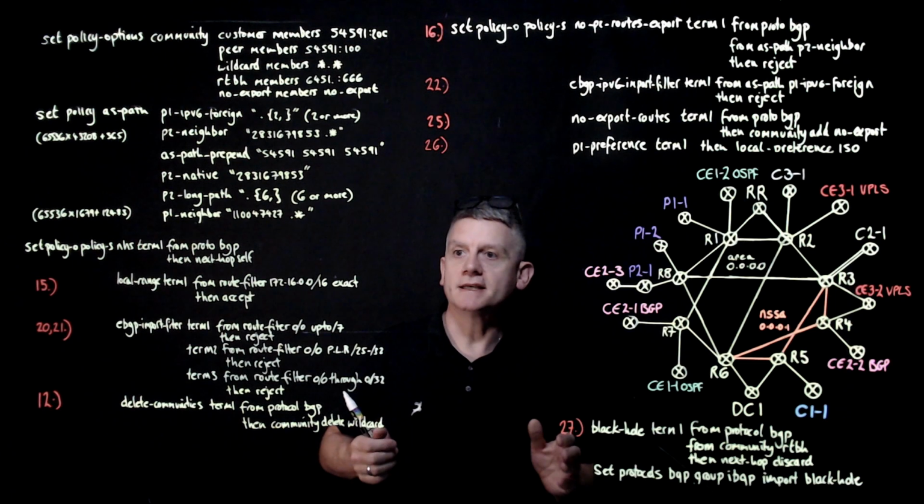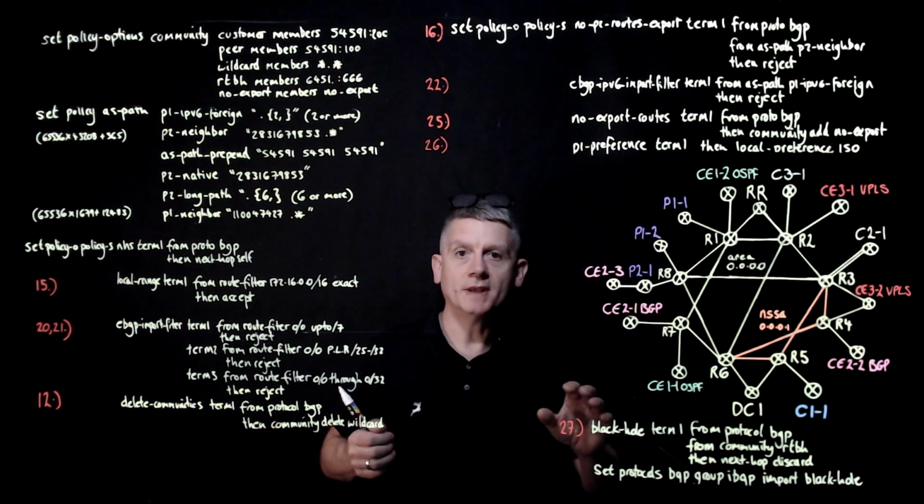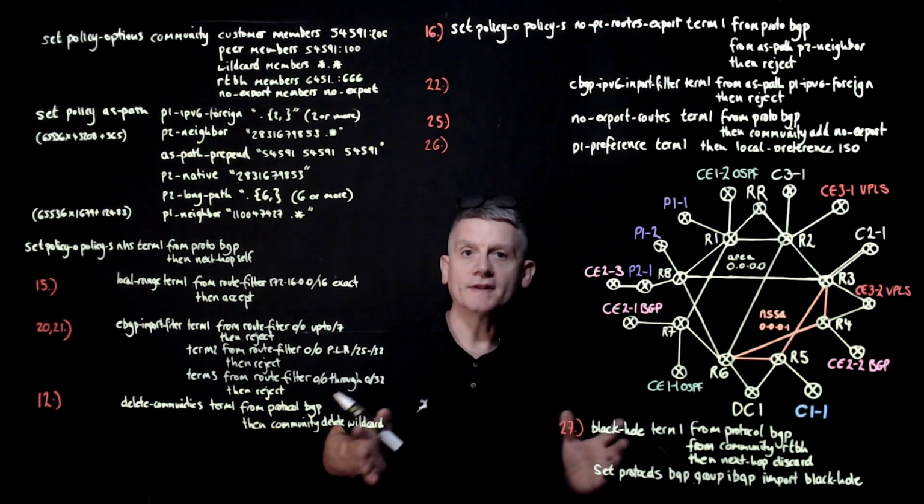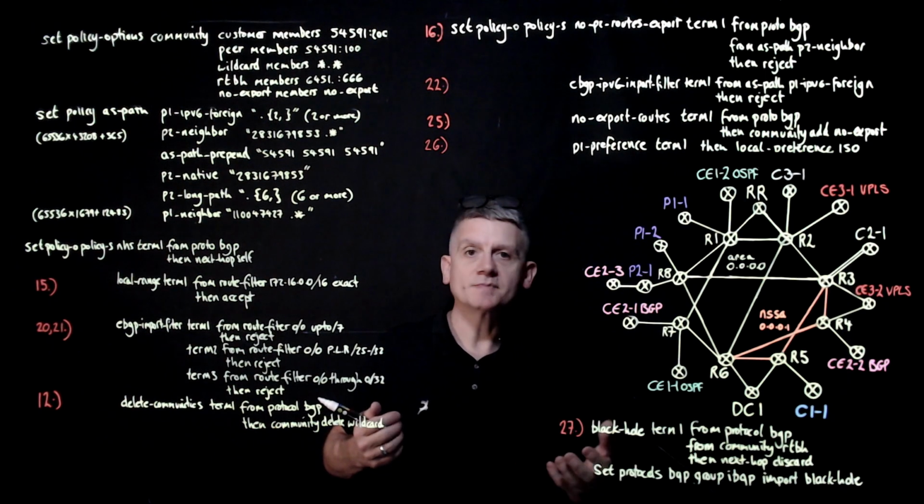And what we're going to do next is look at the peers one by one and how all these policies and AS paths apply.